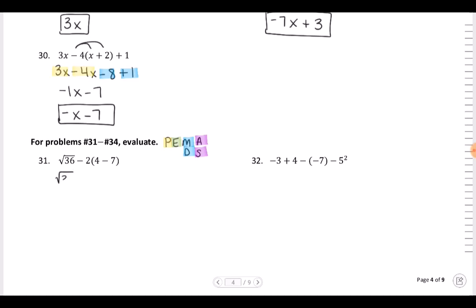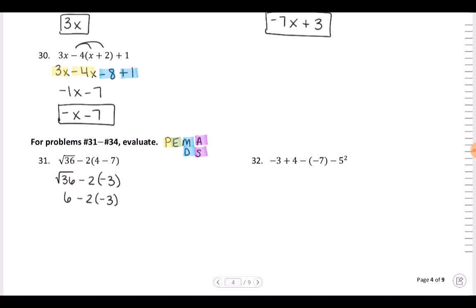So square root of 36 minus 2, and inside my parentheses, I need to take 4 minus 7. Now 4 minus 7 is -3. Okay, so my grouping symbols are done. Now I go to my second step, which is my evaluate step, and I see that I have a square root here that needs to be evaluated. So let me go ahead and evaluate that. All right, square root of 36, so I'm asking myself what number times itself gives me 36? Well, that would be 6.